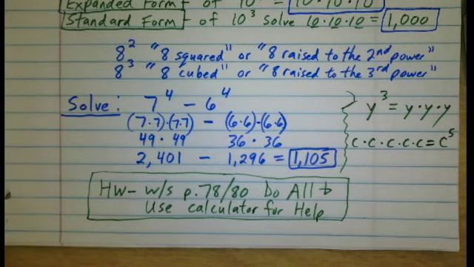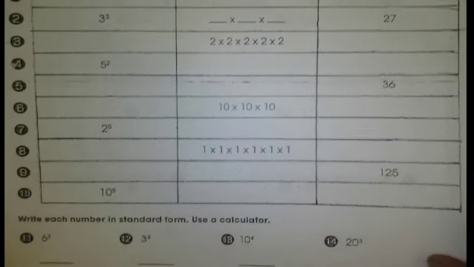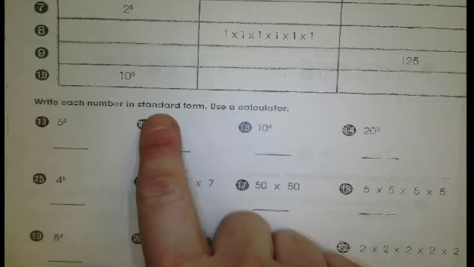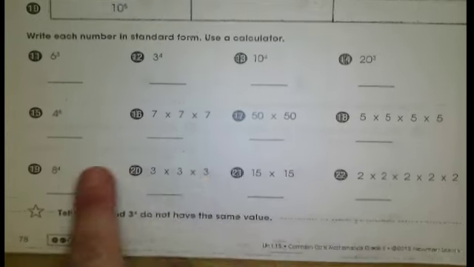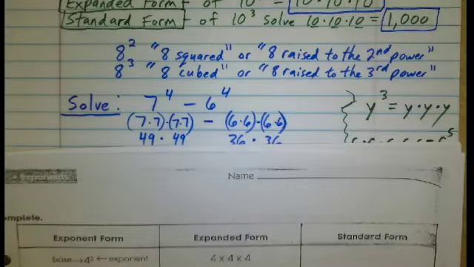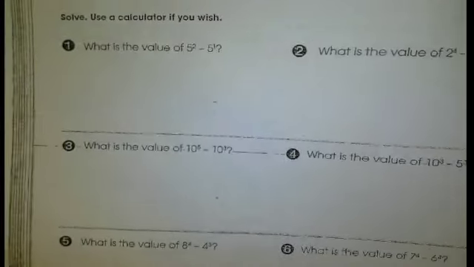So what does that look like in the packet? That is the first page in the packet that you got, the exponent form. There's the table, the chart, very similar to our notes. And then you're writing each one in standard form, so you're solving using a calculator here, doing these. And then when you turn it over, the back side of it, there are 8 problems. 2 of them are multiple choice, and the other 2 you're just solving, and you can use a calculator to help you.